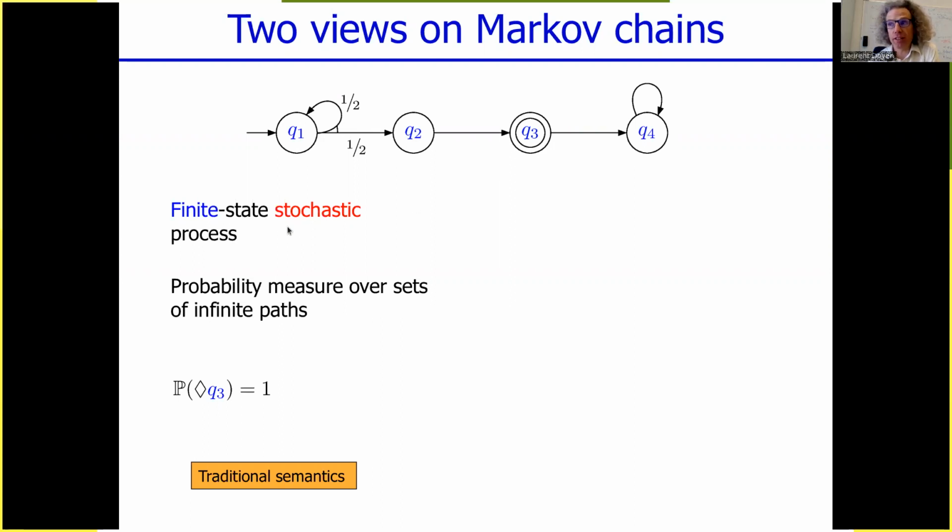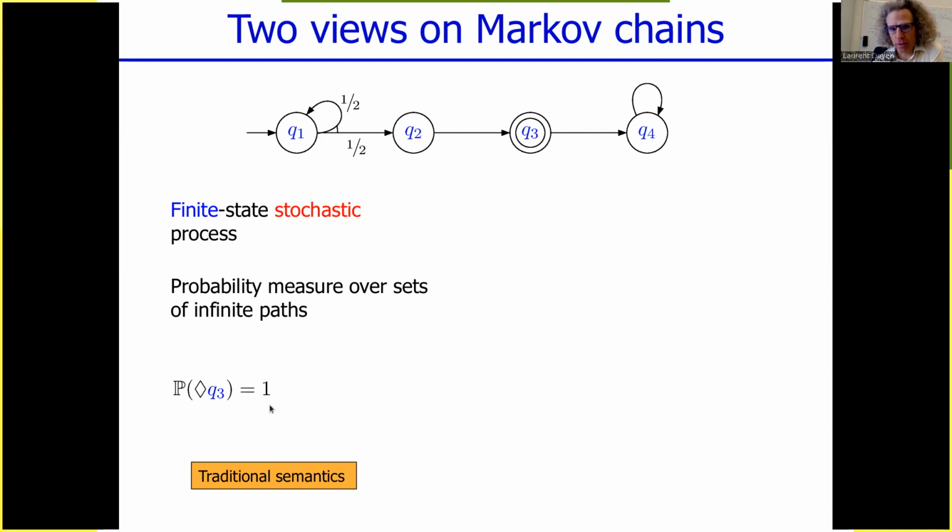So this is a finite state stochastic process which defines a probability measure over sets of infinite paths. The intuition is that the graph represents a model of a system, and the infinite paths correspond to an execution of the system. We are interested in knowing the probability that an execution of the system satisfies a certain property or belongs to a certain set. For example, the set of all paths that visit Q3. So the probability that an execution satisfies this is exactly this value, and in this example, it is equal to 1.